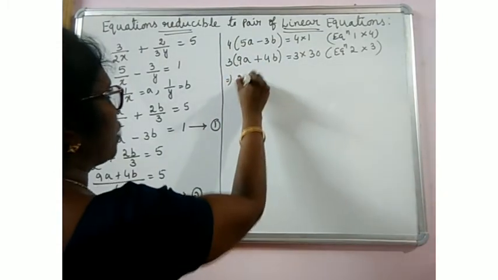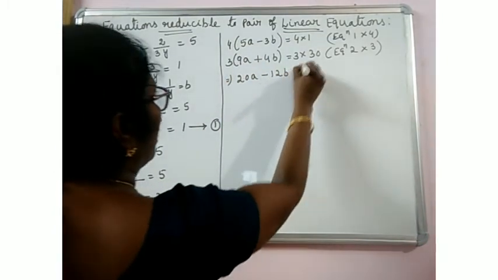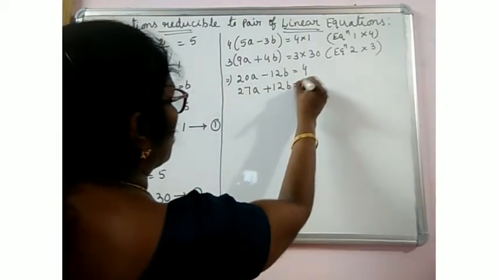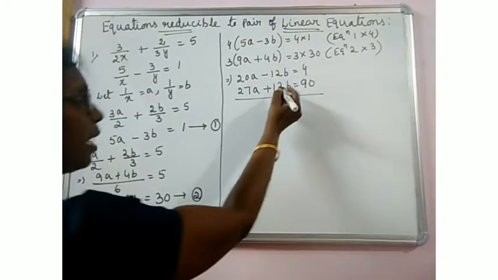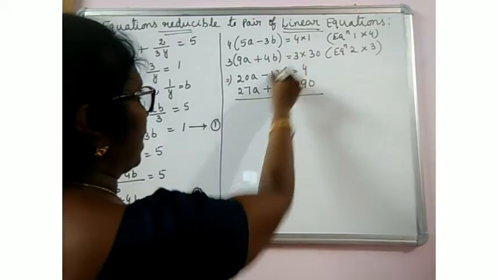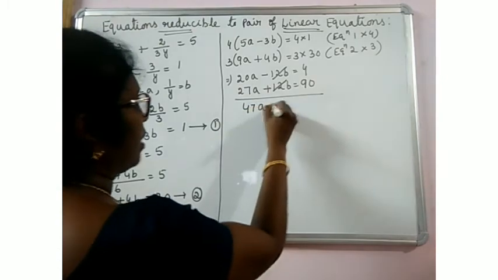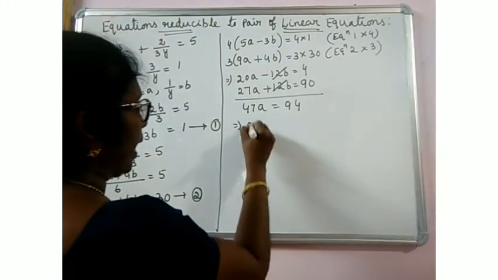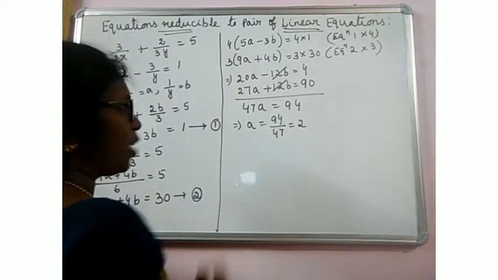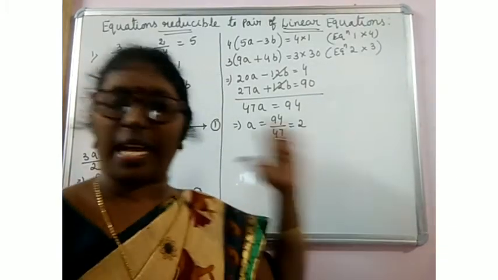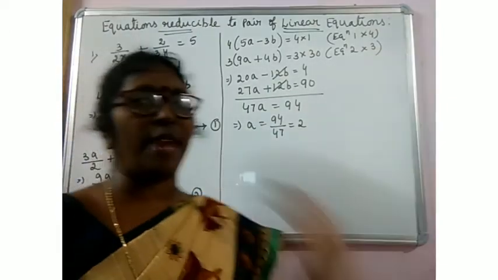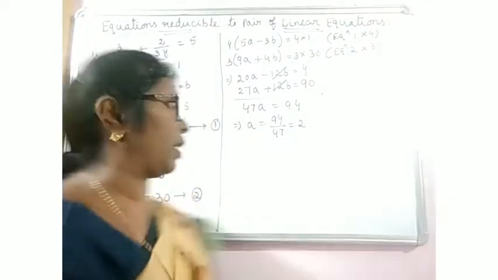Now 4 5s are 20a minus 12b equals to 4. Here 27a plus 12b equals to 90. Why did I multiply? I made the coefficient of b the same. Here minus plus will be cancelled. 47a equals to 94, or a is equal to 94 by 47, that is 2. So the value of a we got is 2, but a is not there in the question. We have to find the value of x. Let us first find the values of a and b, then we will work out x and y.